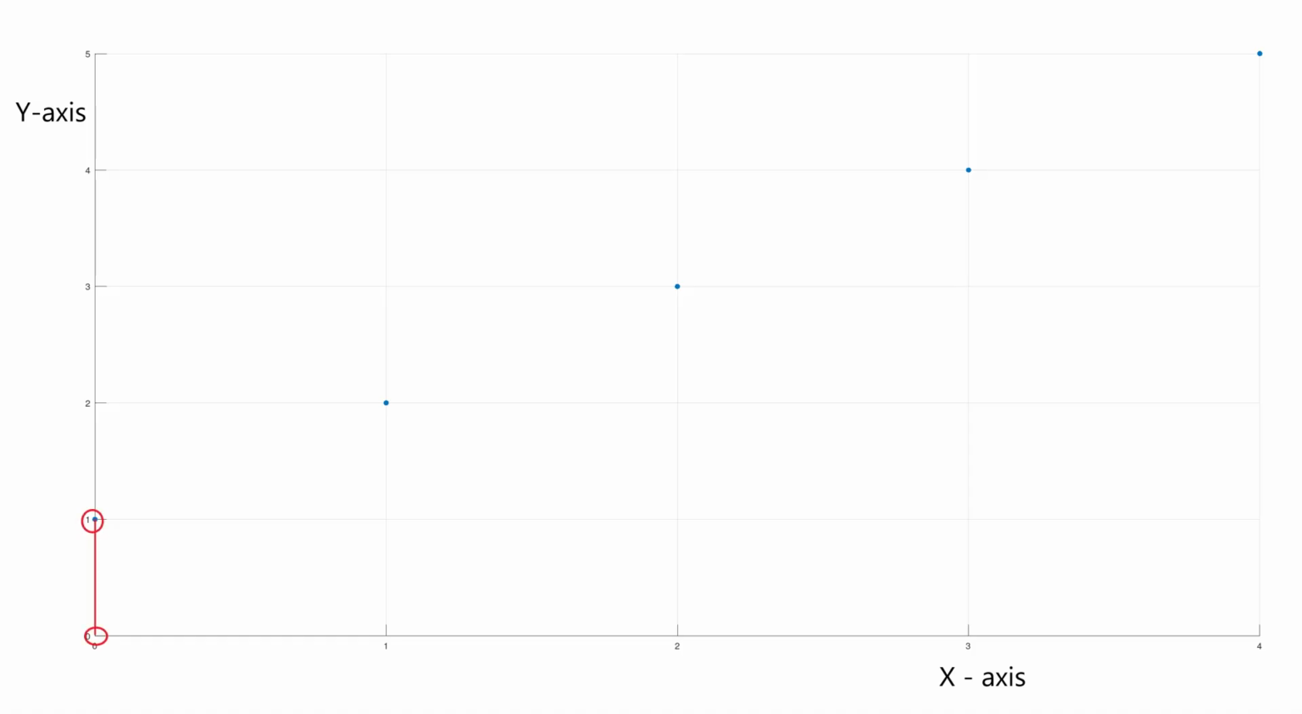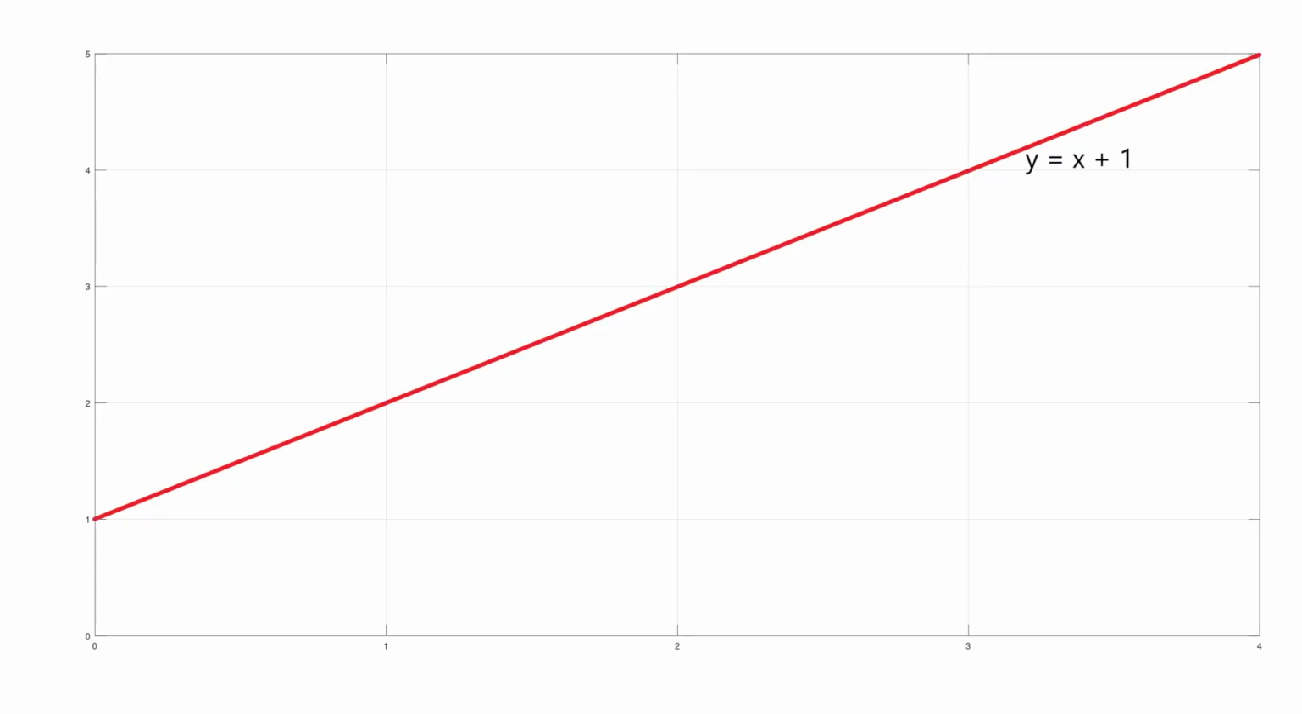When x is equal to 0, y is equal to 1. When x is equal to 1, y is equal to 2. When x is equal to 2, y is equal to 3. The result? A polite, well-mannered line climbing uphill steadily. But we are not here for politeness. We want chaos. Let's tweak the parameters.